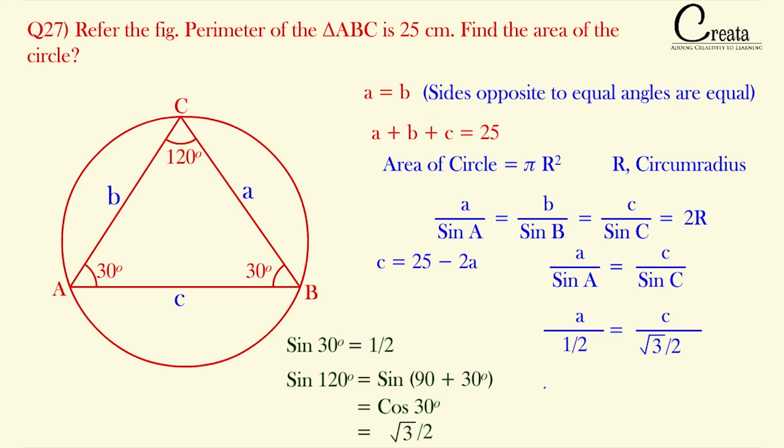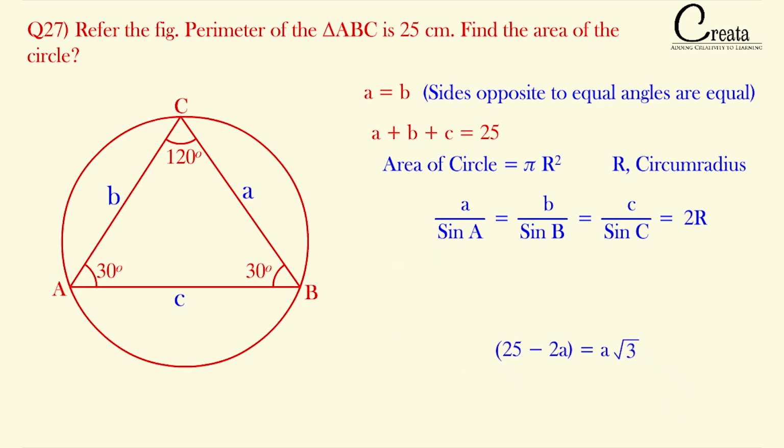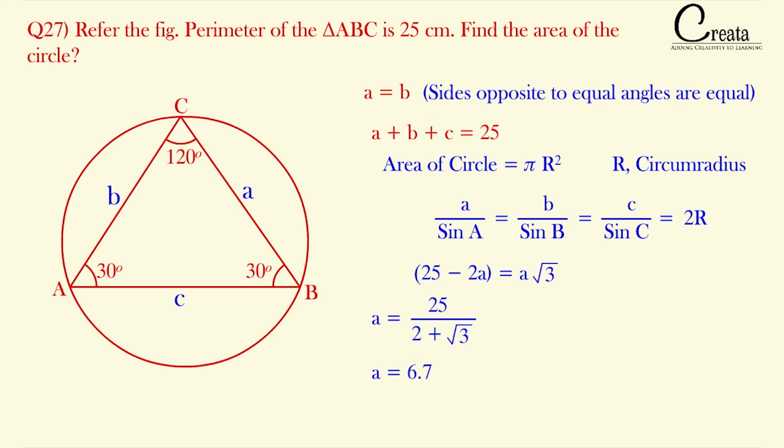Let's put the value. On putting the value and solving, we got c is a root 3. We got the value of c in terms of a. Further, we have the relation c is equal to 25 minus 2a. Let's put the value of c as a root 3 in this equation. On solving, we got the value of a as 25 upon 2 plus root 3. And we know root 3 is 1.732. On putting the value and solving, we got a as 6.7 centimeter. We got a, that is one side of this triangle, as 6.7 centimeter.